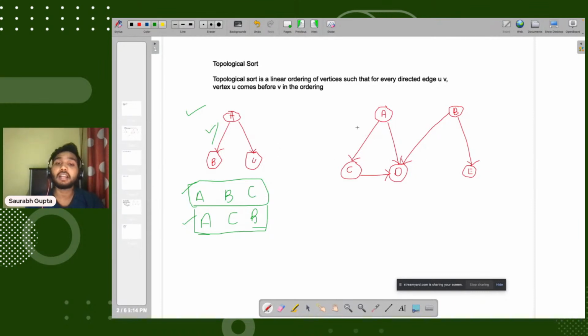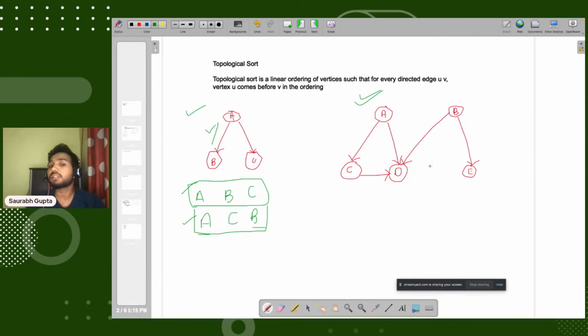Now let's take an example of a more complex graph. Let's take this second graph, in which you can see there are multiple edges. There are 5 vertices, and the number of edges is also 5. Now let's try to write one possible topological sort.